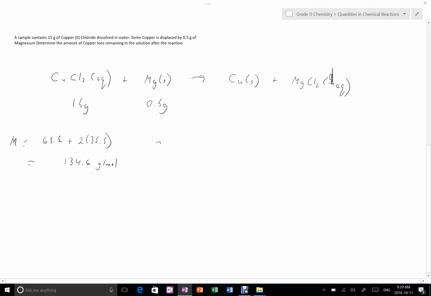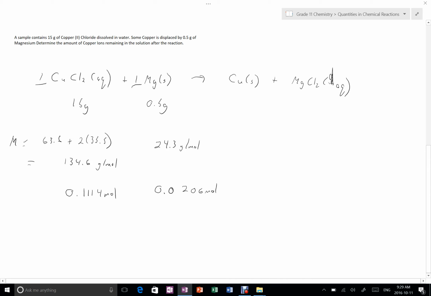And magnesium, I think, is 24.3. Since it's an element on its own, I don't have to do any calculation there. So 15 divided by 134.6, I got 0.1114 moles of copper chloride. 0.5 divided by 24.3, I have 0.0206 moles of magnesium.